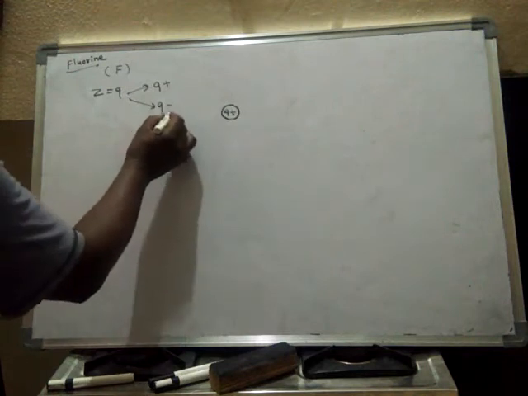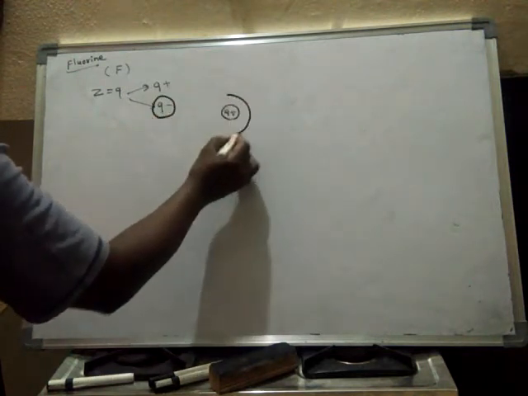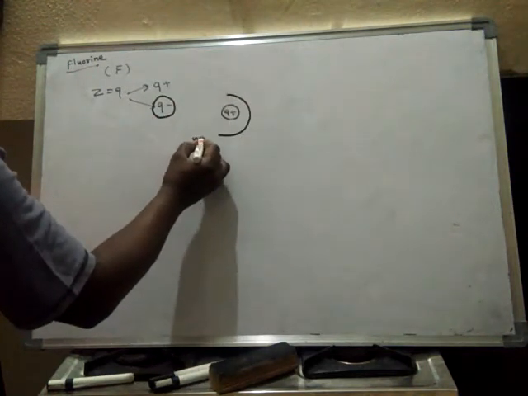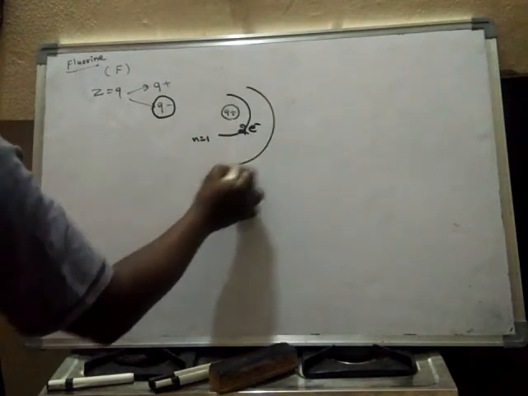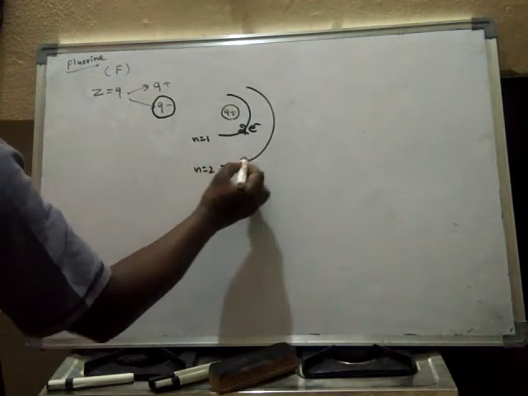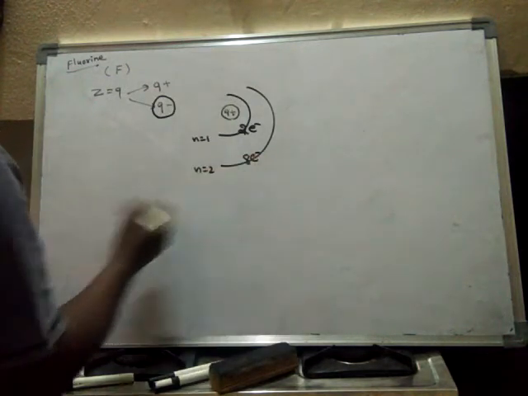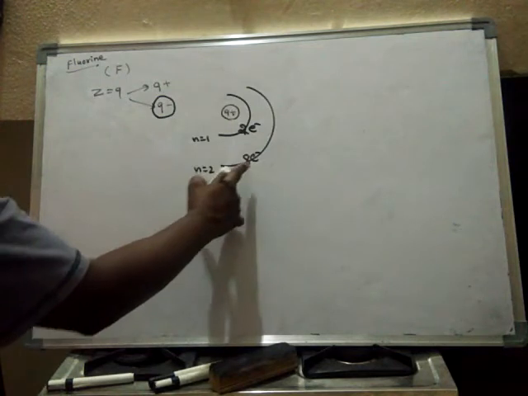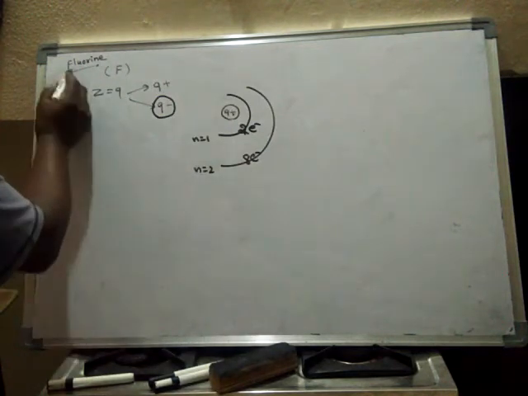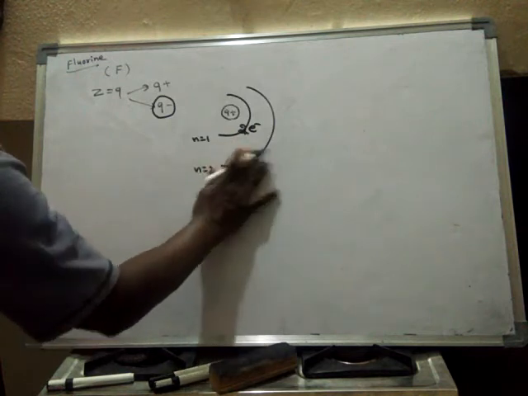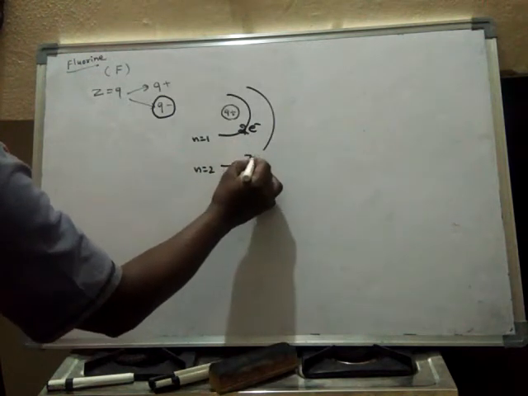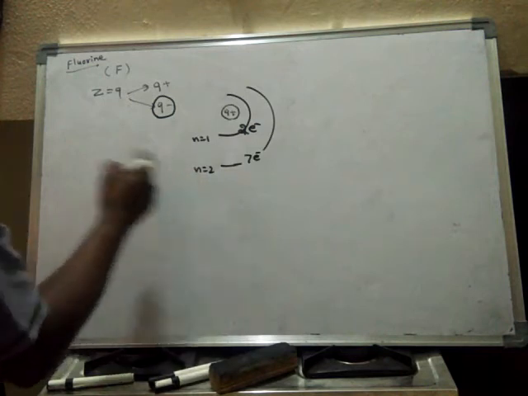Fluorine has 9 electrons. The first orbit, n equal to 1, contains 2 electrons only. The second orbit, n equal to 2, contains a maximum of 8 electrons. But here fluorine has only 9 electrons altogether, so 2 electrons in the first orbit and 7 electrons in the second orbit.